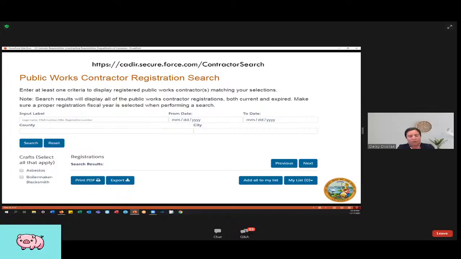This is a screenshot of our Public Works Contractor Registration Database. It has changed over time, but you can now search by legal name, CSLB number, DBA registration number. You can export information, you can create a list, you can even do a search by the craft you need. It's very user-friendly. I suggest you bookmark this page for easy access. Registrations expire every June 30th. These are good for the fiscal year. And you need to make sure that your contractors remain registered throughout the life of your project to avoid penalties or delay. Next, please.